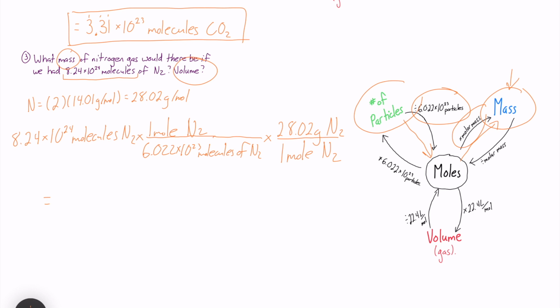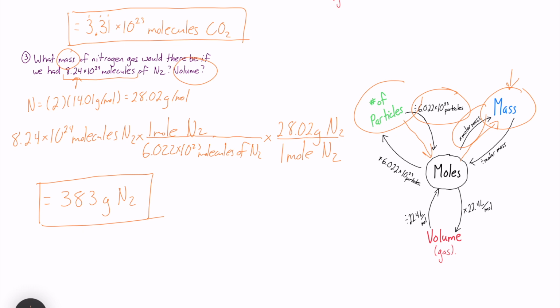So we have 8.24 times 10 to the 24th, and that is divided by Avogadro's number, so 6.022 times 10 to the 23rd, and that is multiplied by the molar mass of N2, so 28.02, and you should get a mass of 383 grams of N2. Okay, our sig figs, we should keep 3 in our question. We're given 3, so let's keep 3 in our answer.